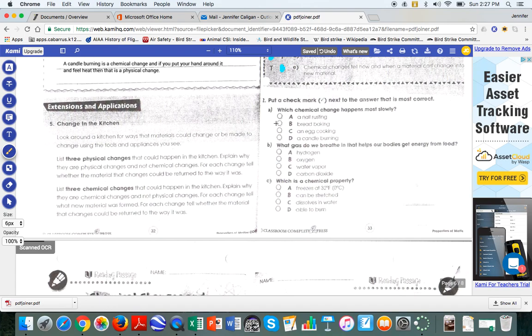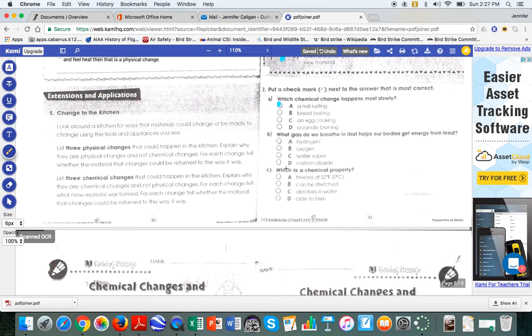Which chemical change happens most slowly? Okay, bread baking is fast, and egg cooking is fast, and a candle is fast. So we're going to say a nail rusting. What gas do we breathe in that helps our bodies get energy from food? When we breathe in, we take in oxygen.